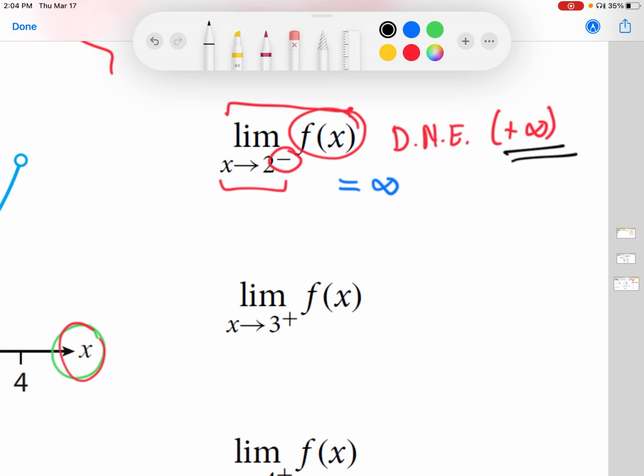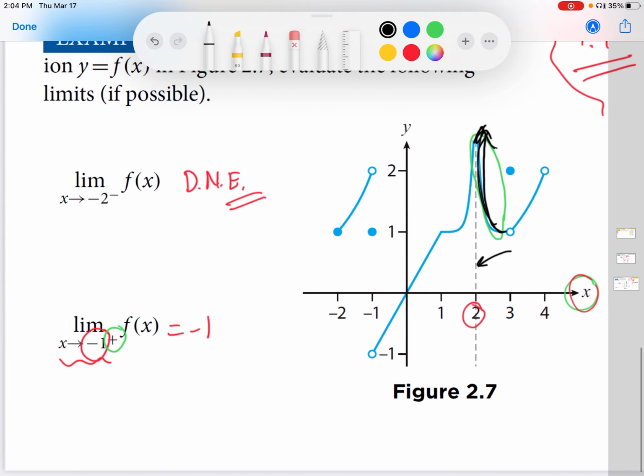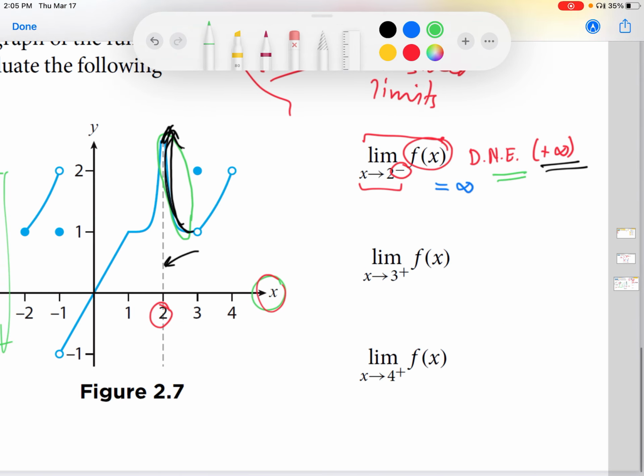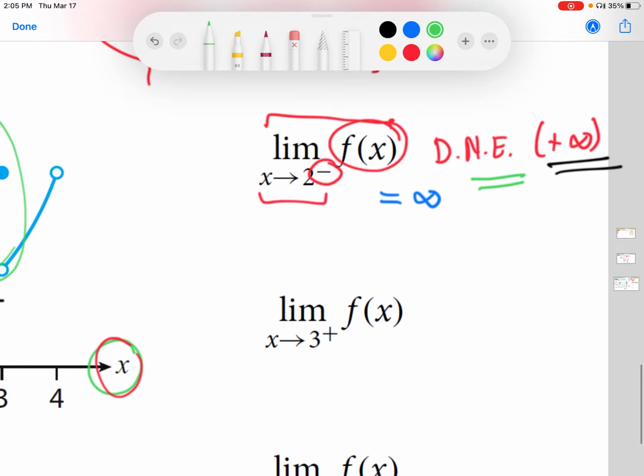However, there is information that we can give you. It not only does not exist, it does not exist for a different reason than this limit did not exist. Remember, this is the limit where we just did not have information from the graph to the left of -2 to be able to investigate the limit. This limit also does not exist, but we do have information that can tell us what's happening. That's the information right here. The graph is racing off to positive infinity.